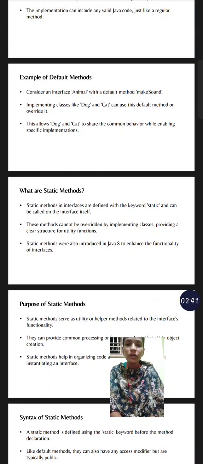Next, what are static methods? Static methods in interfaces are defined with the keyword static and can be called on the interface itself. These methods cannot be overridden by implementing classes, providing a clear structure for utility functions. Static methods were also introduced in Java 8 to enhance the functionality of interfaces.